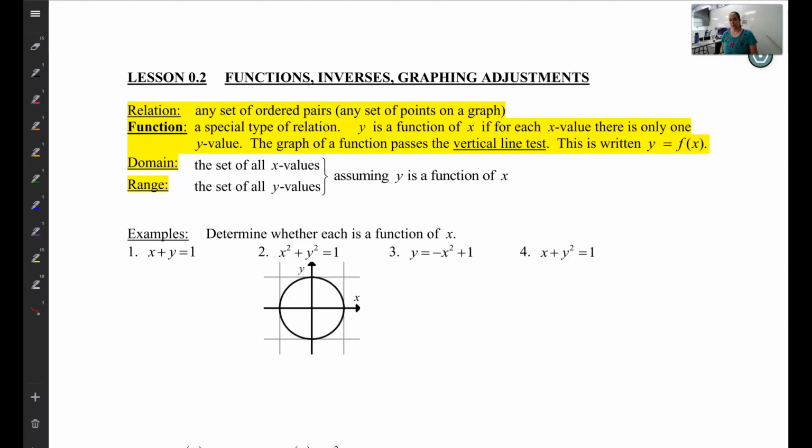Welcome to lesson 0.2. Today we're going to talk about a lot. So I'm going to divide this lesson into lots of little videos instead of lots of really big videos. So we're going to start by reviewing functions.